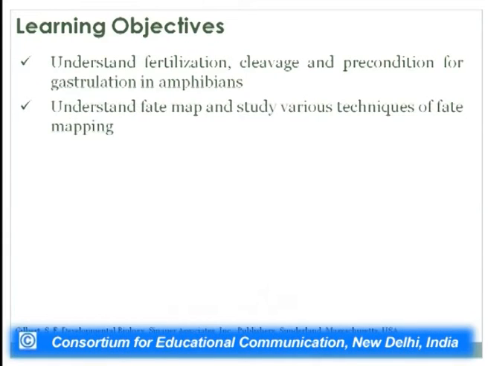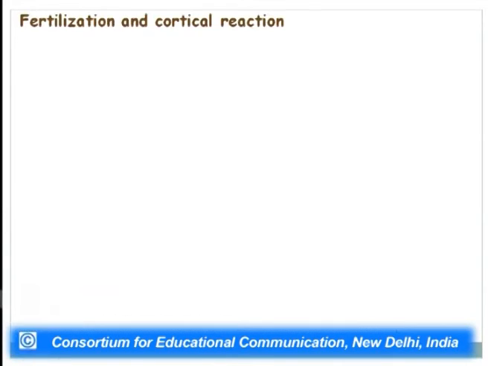We will do that in detail, how this multicellular ball of cells gets into the multi-layered body plan of the adult. So, the specific objectives for today's session are to understand fertilization, cleavage and preconditions for gastrulation in amphibians, and we will also understand the fate map and study various techniques of fate mapping.